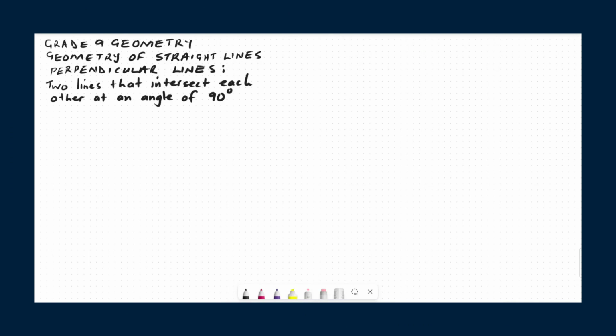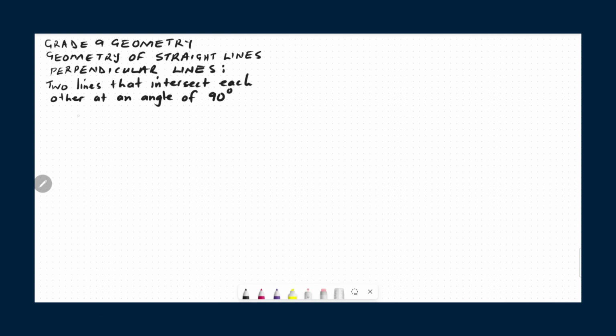Welcome to grade 9 geometry of straight lines. Today we are focusing on perpendicular lines. Perpendicular lines are two lines that intersect each other at an angle of 90 degrees.